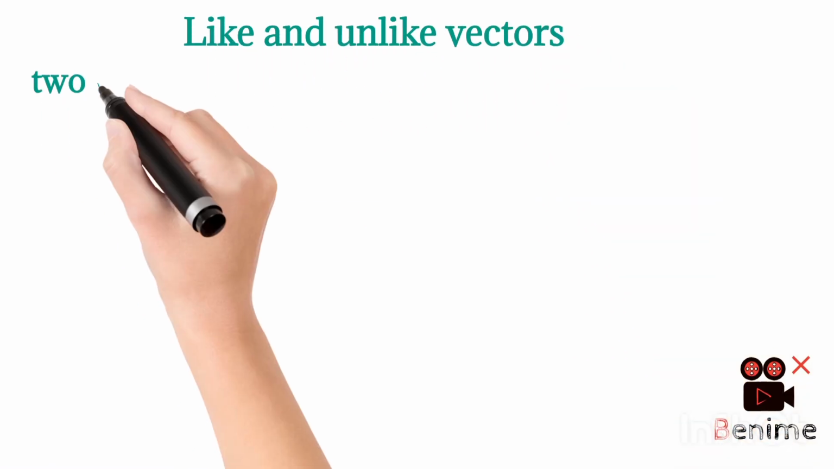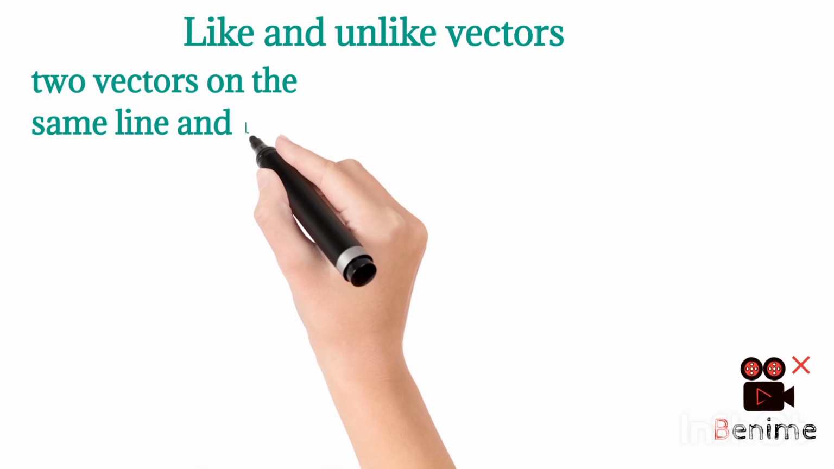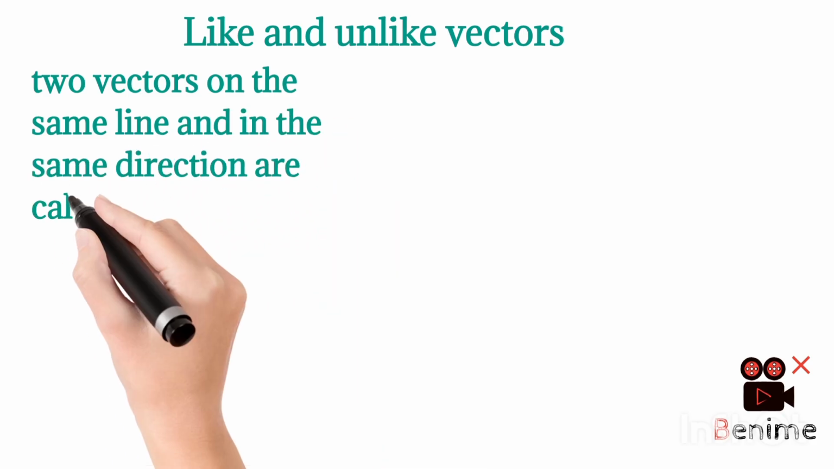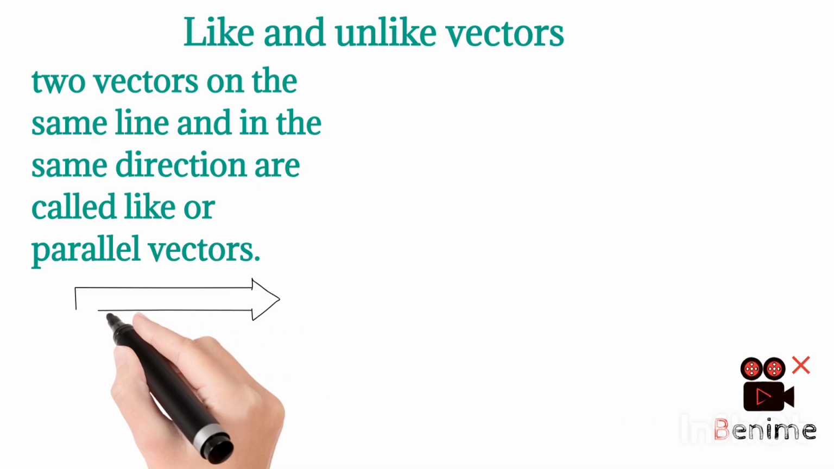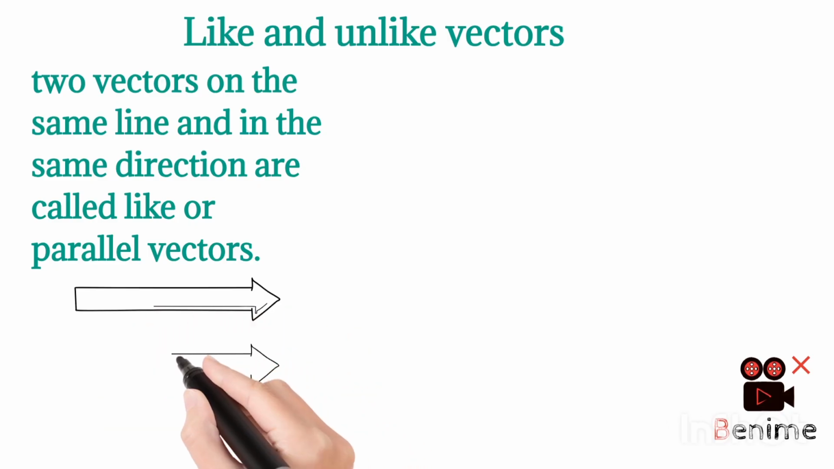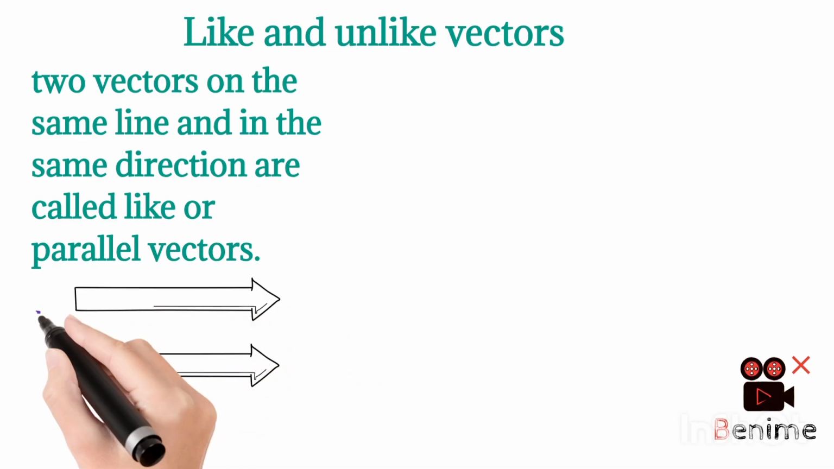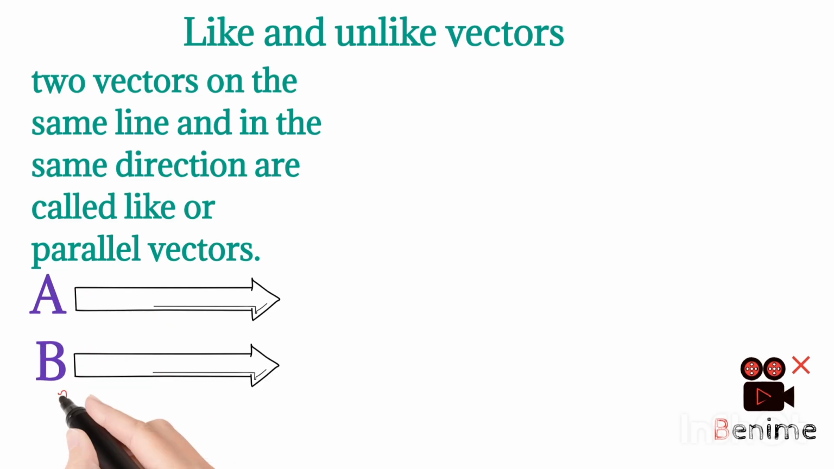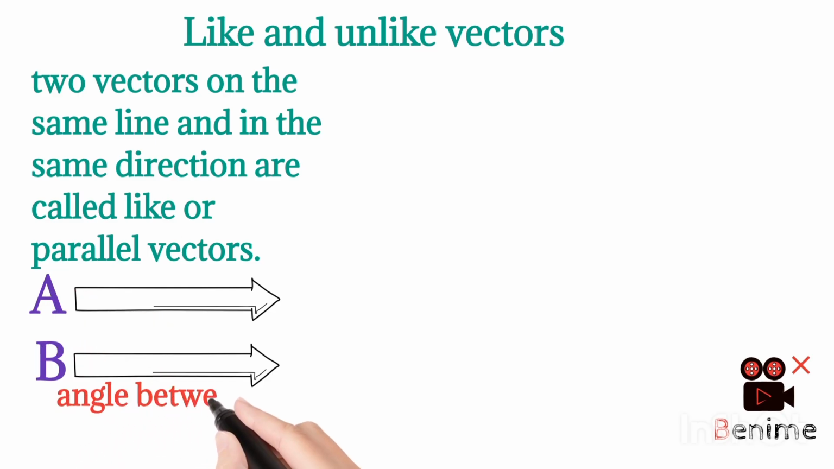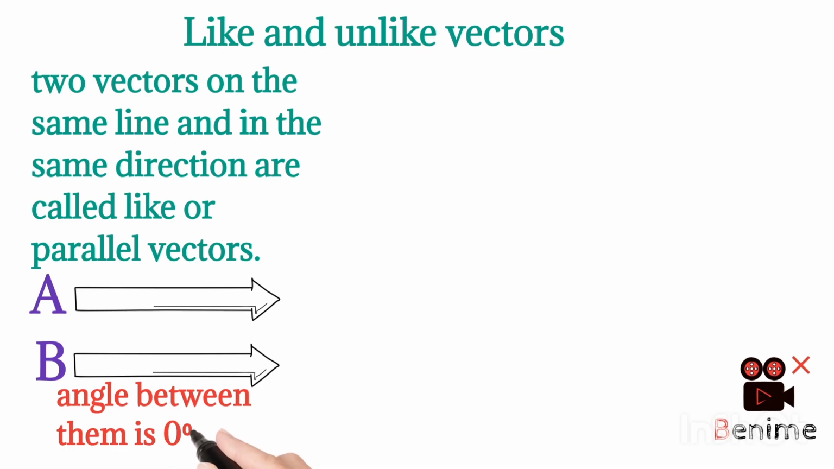If two vectors are in the same direction and on the same line, then they are called like or parallel vectors. Why are they parallel? The answer is that the angle between them is 0. The meaning of the same line is that they lie on the same axis regardless of their magnitudes.